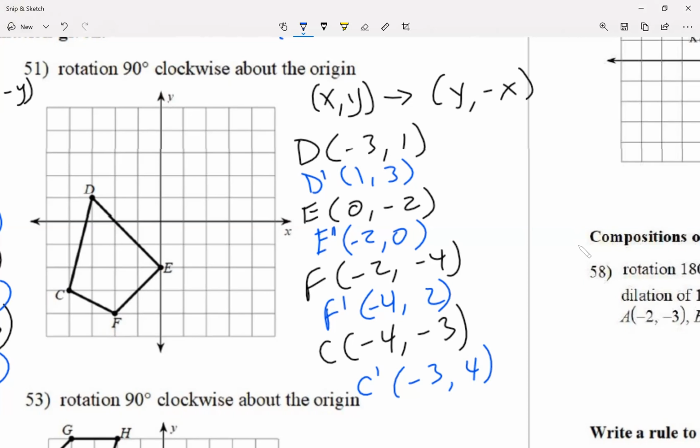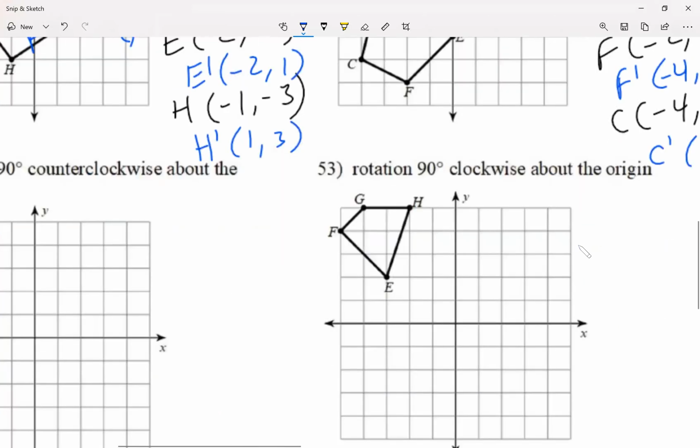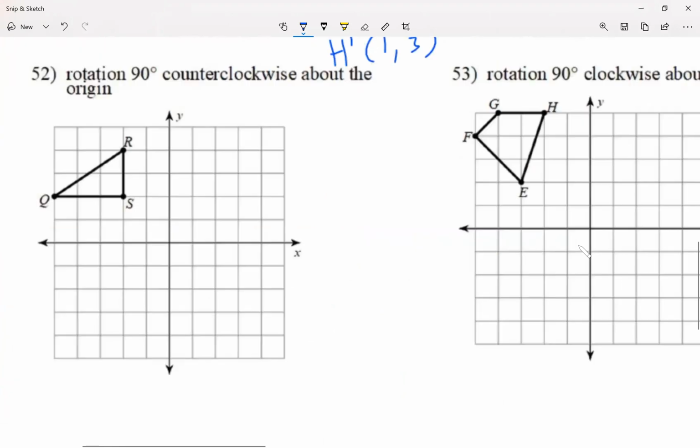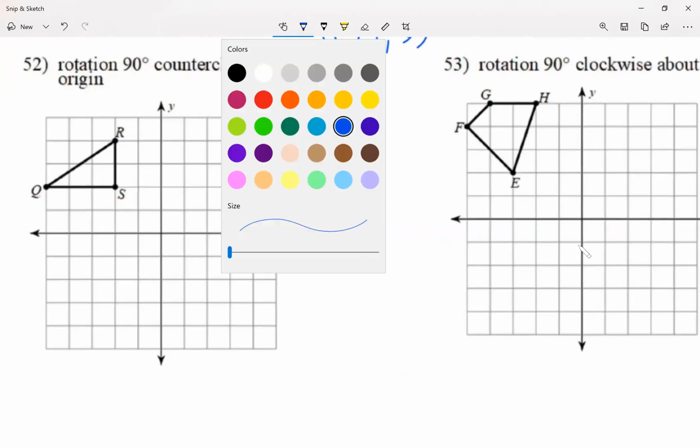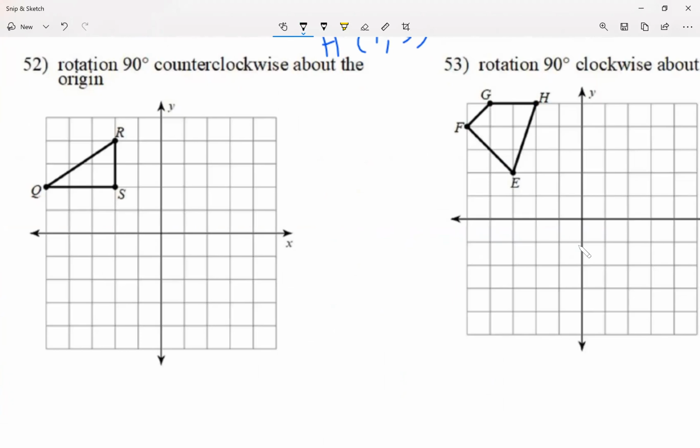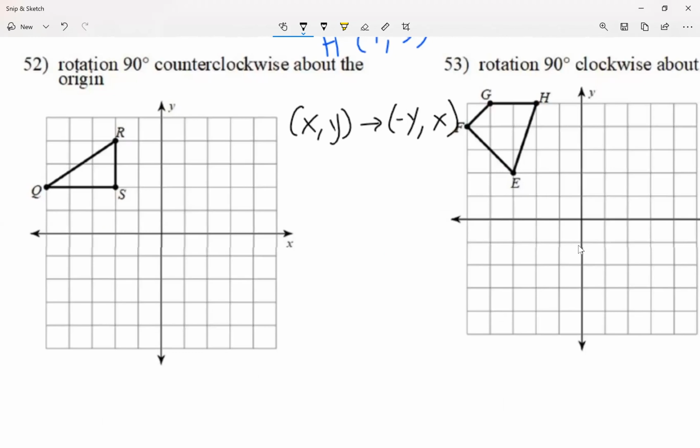Let's take a look at a couple more. Question 52. According to their notes, it says 90 degrees counterclockwise. So that's CCW. According to our notes, it says (x, y) becomes (-y, x). Right, I'm using our notes. Let me get the coordinates of my points to begin with.